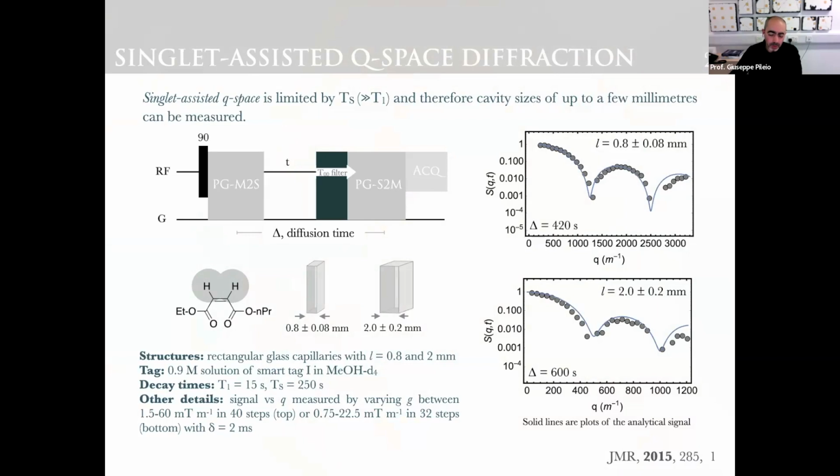The dots here are the results of the experiment, and the line is the best fit. It's actually not the fit. It's the overlap with the theoretical equation you saw before. And as you can see, you can correctly measure these cavities, even if they are too big for conventional diffusion experiments.